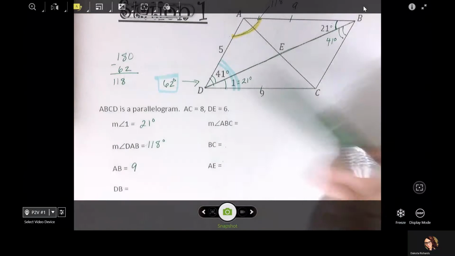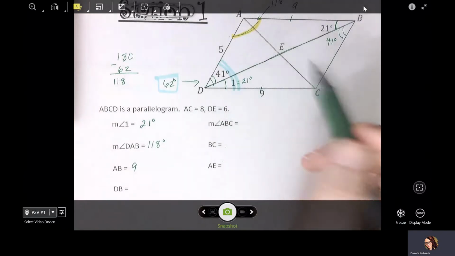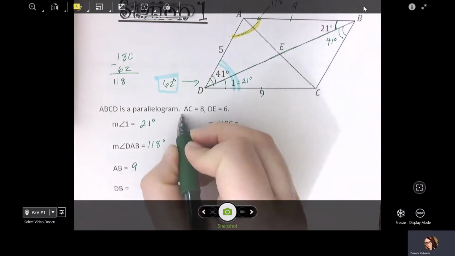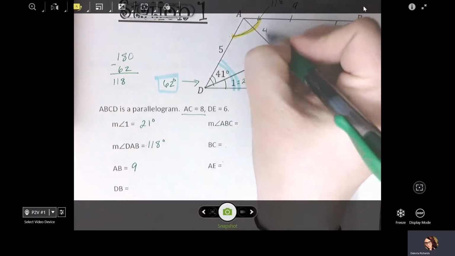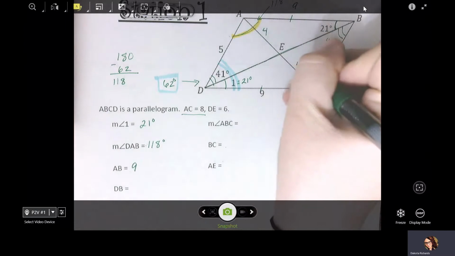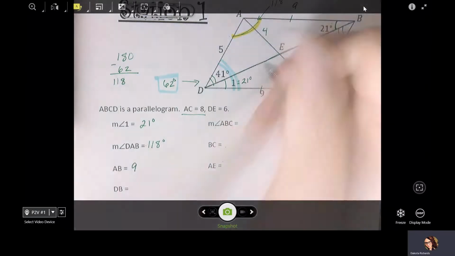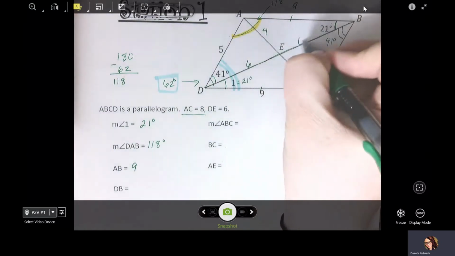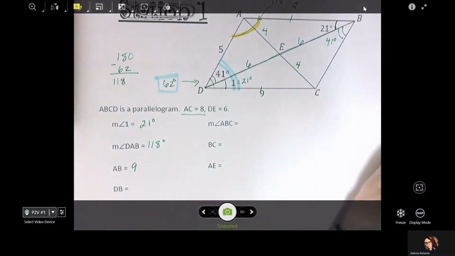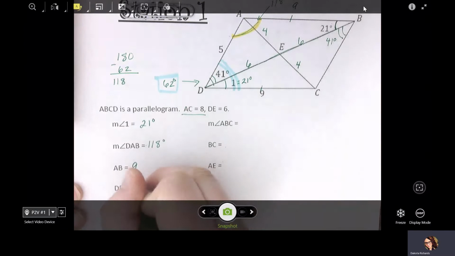DB is this diagonal. And we were given some information here. It says AC is 8. So from A to E would be 4, and then C to E would also be 4. And then it says DE is 6. So that means BE is also 6. So DB would be the entire diagonal, which is 6 plus 6, which is just 12.